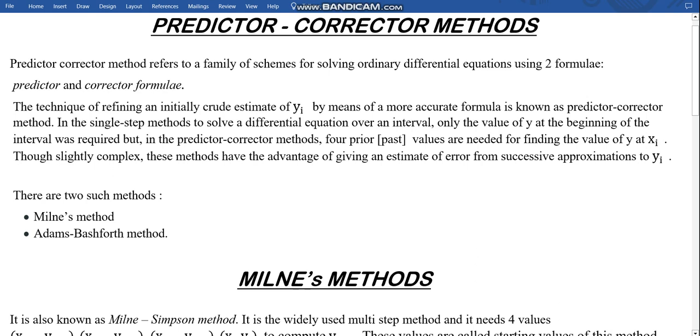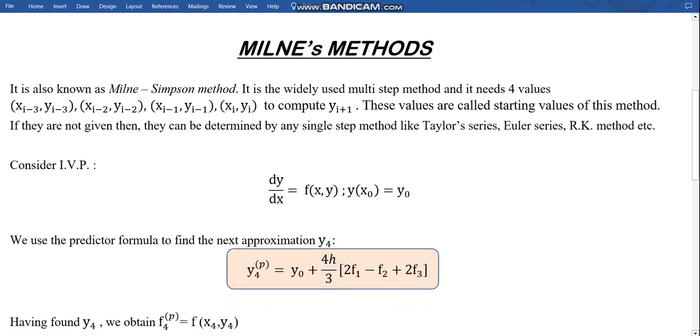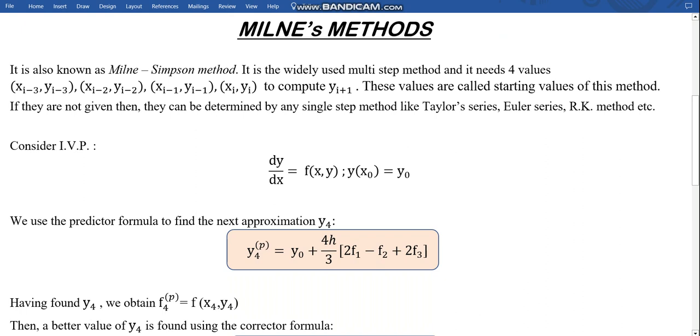In this lecture, we'll be talking about Milne's method. Milne method is also known as Milne-Simpson's method. It is a widely used multiple step method and it needs four values, xi minus 3, yi minus 3, xi minus 2, yi minus 2, xi minus 1, yi minus 1 and xi, yi to compute yi plus 1.